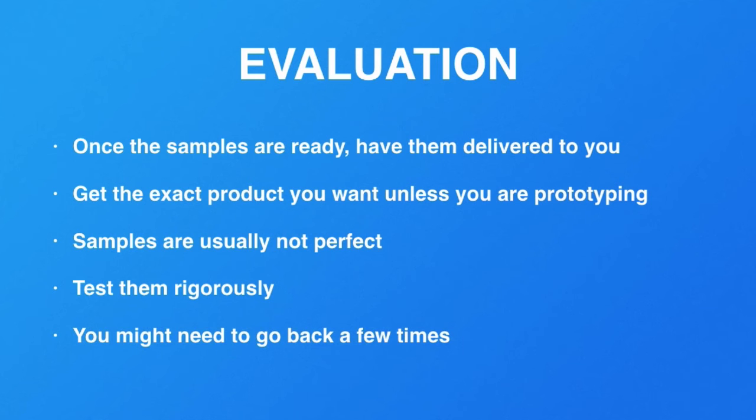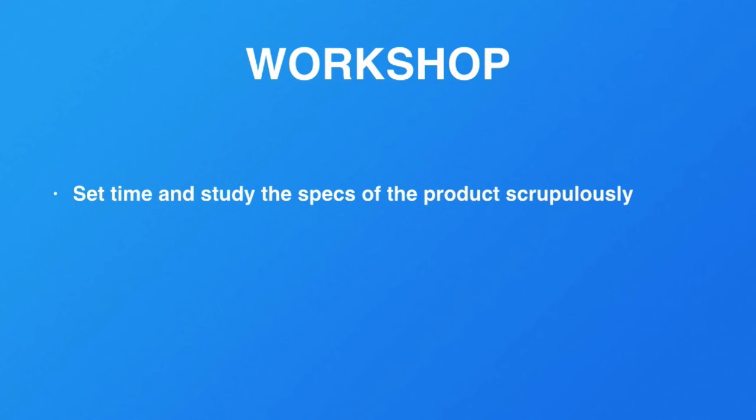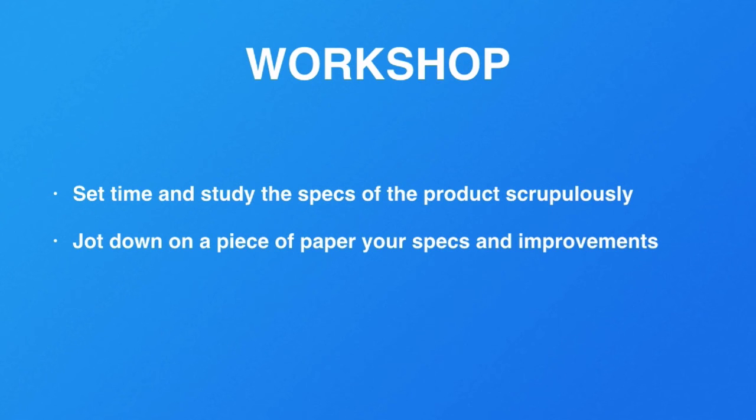All right. So now let's do a little workshop. First, I want you to sit down for some time and start studying the specifications of the product. Scope and scrutinize everything, and make sure that you study them scrupulously. Now jot down on a piece of paper all the specs and all the improvements that you want to make for your product, and pick a packaging option. Once you have done that, you are ready to start communicating with your suppliers. I'll see you in the next video.